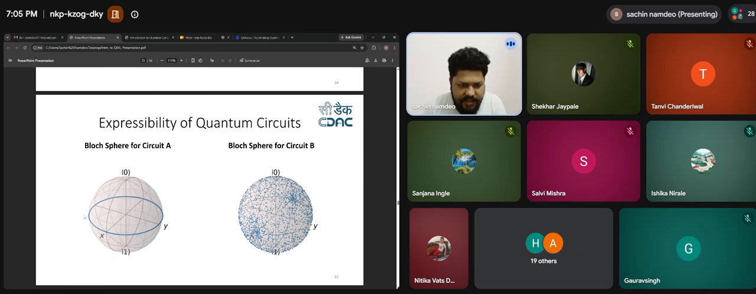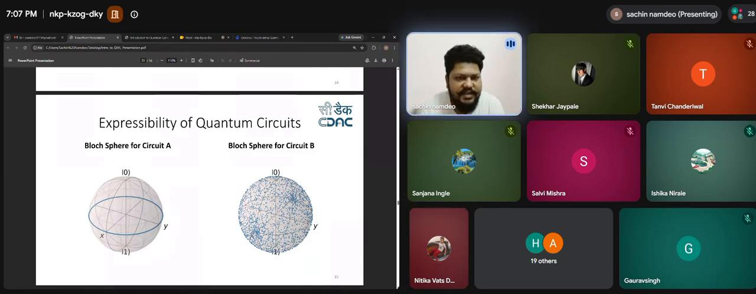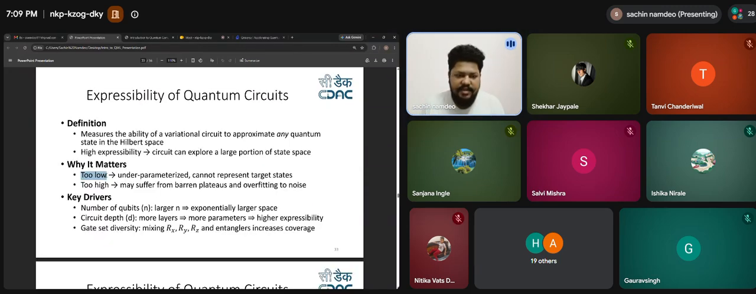If I look at this equator, it means I have 50-50 probability of getting 0 or 1. So any point on that would basically be a quantum state. Since this whole thing represents the total possible quantum states of one qubit, the Bloch sphere is only for one particular qubit. Since this is a 3D representation of one particular qubit, for the Bloch sphere for 2 qubits, you are in 15 dimensions of expressibility.